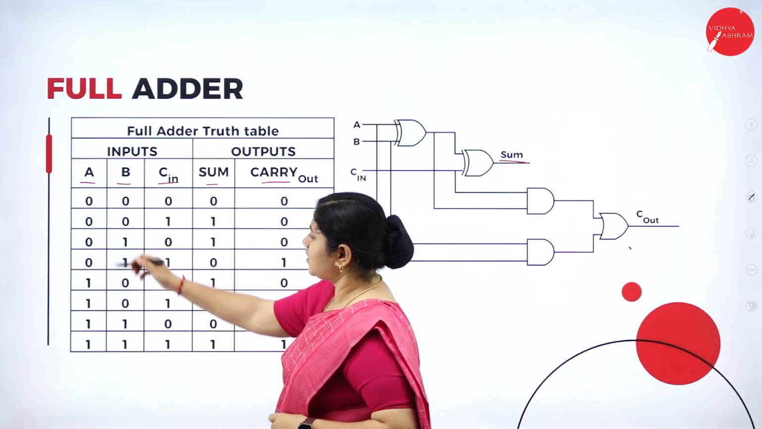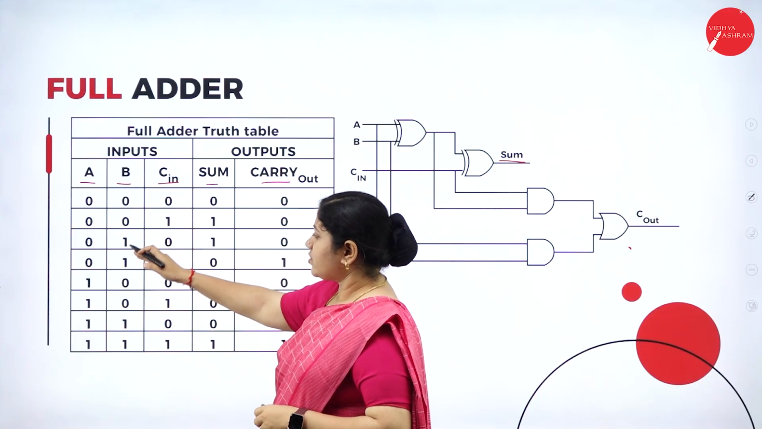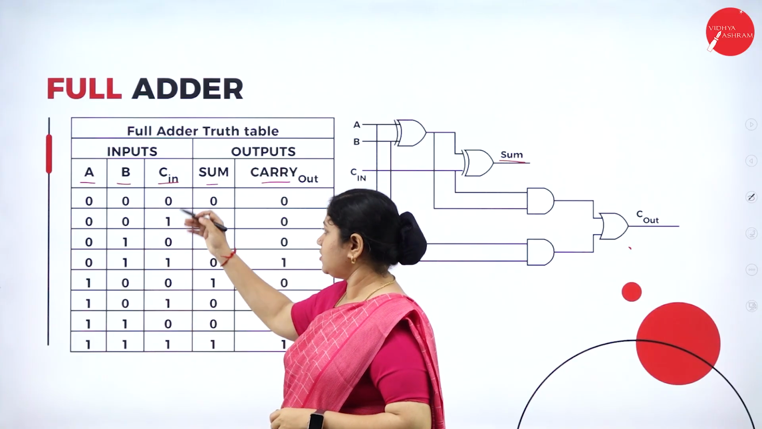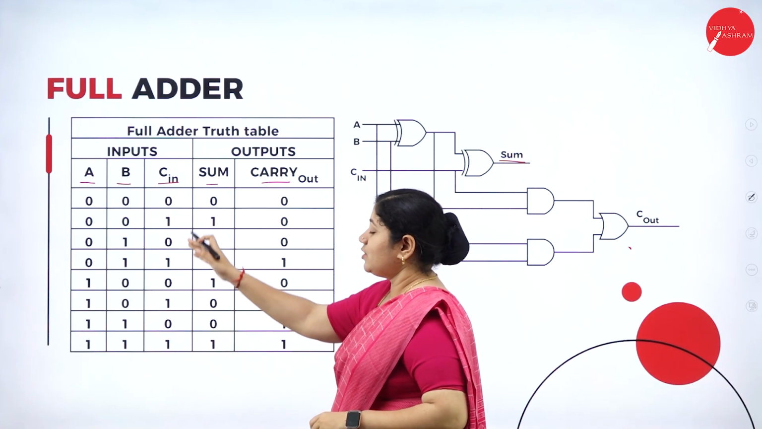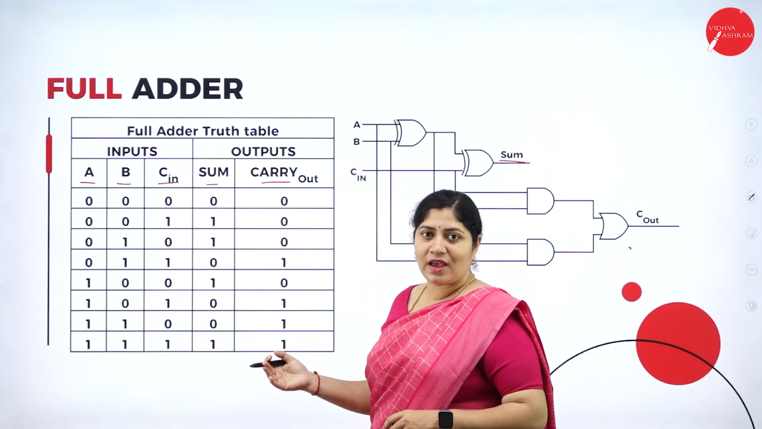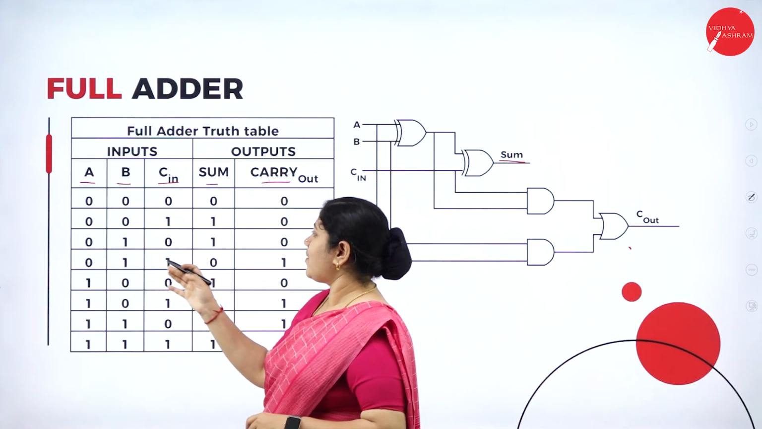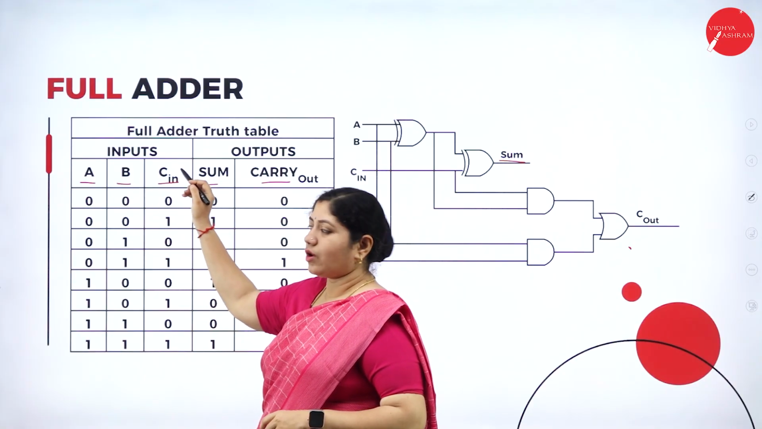So yes, it's none other than four zeros followed by four ones for A, then 0011 0011 for B. Next, with respect to C in, it is 0101 0101. Okay, so we have completed this. Next, with respect to sum, what is it that we have to do? It is none other than XORing, correct? So A XOR B, then XOR C, right?